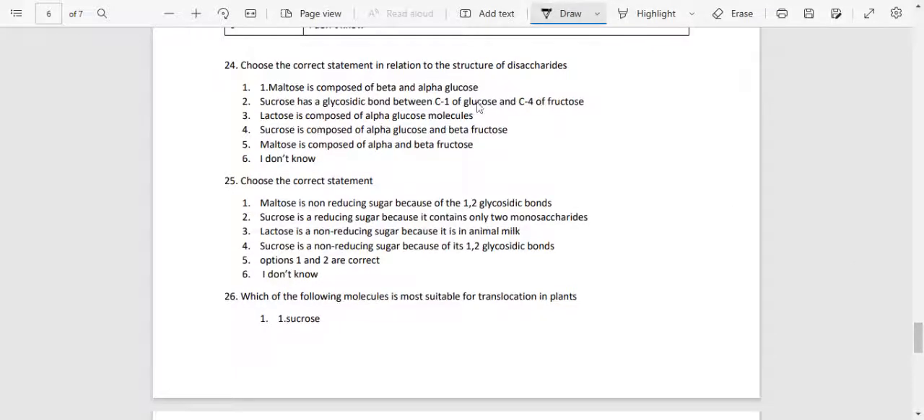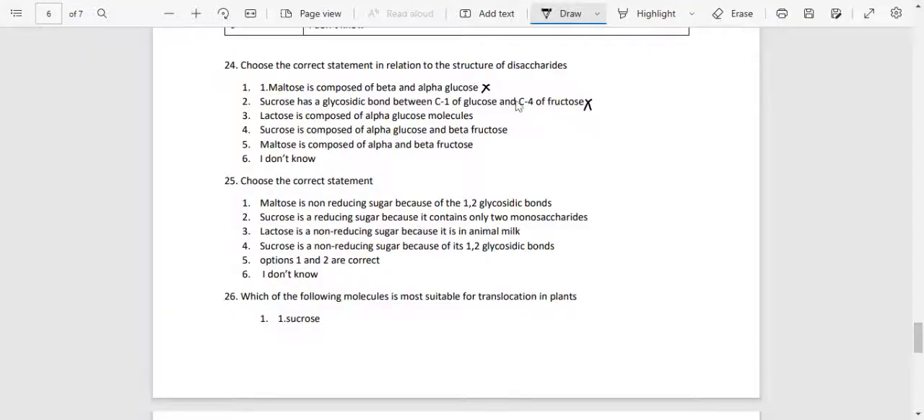Choose the correct statement in relation to the structure of disaccharides. Maltose is composed of beta and alpha glucose. We know that maltose is composed of what? Alpha glucose. Sucrose has a glycosidic bond between carbon 1 of glucose and carbon 4 of fructose.